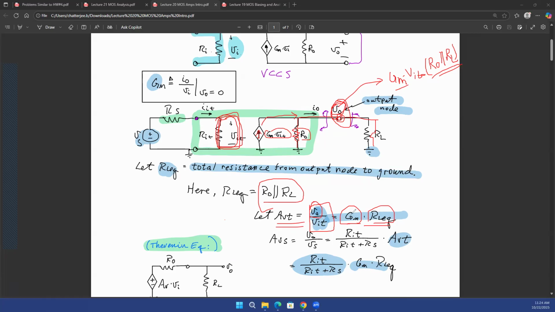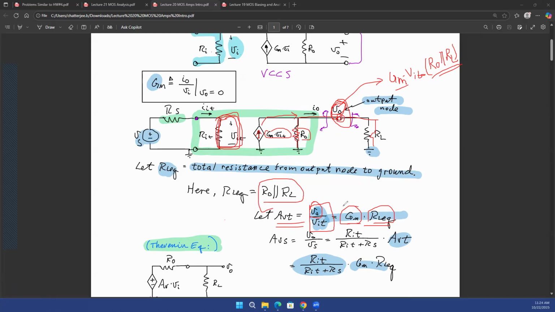Your GM that connects your input voltage to your output current, multiplied with output resistance, gives you output voltage, and output voltage divided by input voltage is your voltage gain. Right? So any voltage gain equation will be of the form GM times R equivalent.